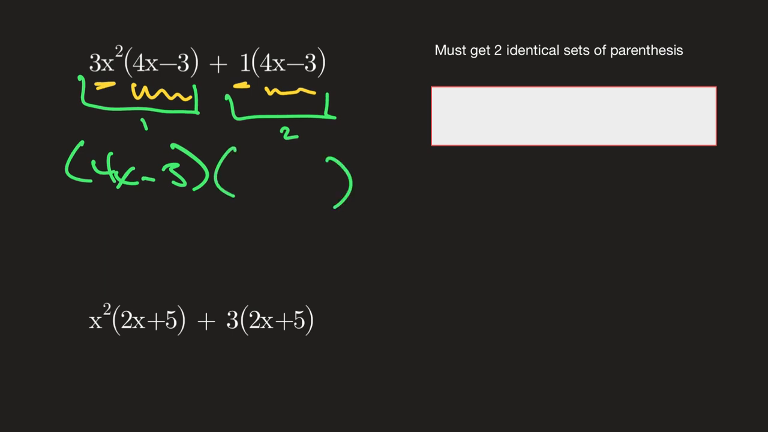So I'm going to open another set of parentheses here. And I'm going to say, look, if I take 4x minus 3 out of this first term here, what's the only thing left? That's right. That GCF sitting out front there, 3x squared. So I'm going to put that right there. And if I take 4x minus 3 out of that second term, what's the only thing left? Plus 1. And now that one is done.